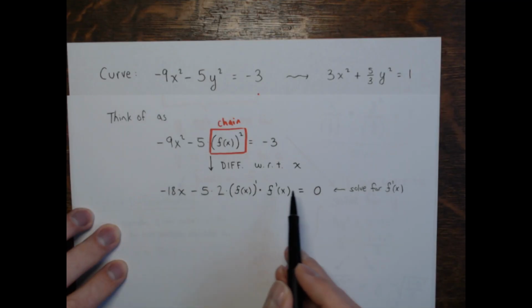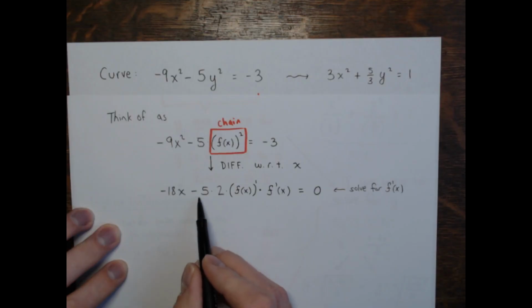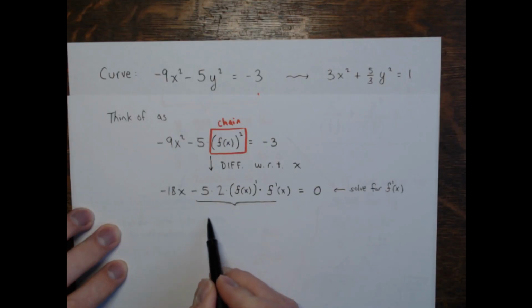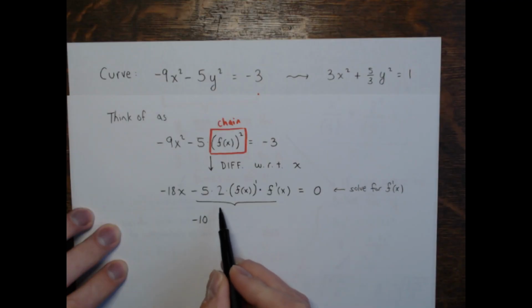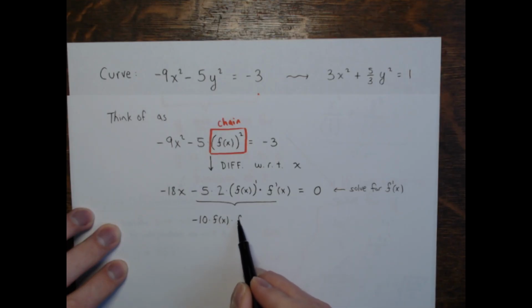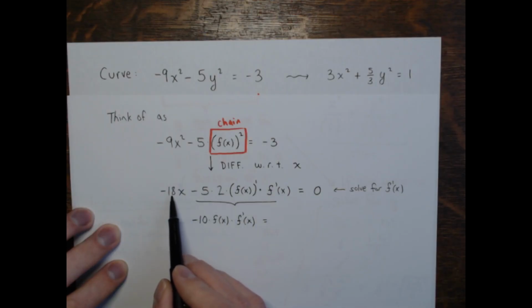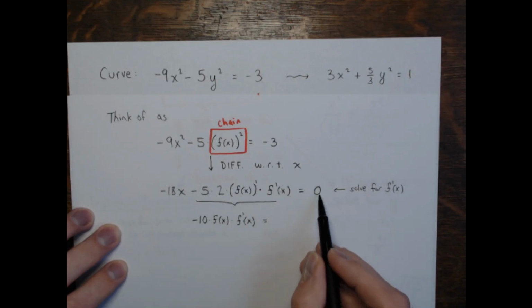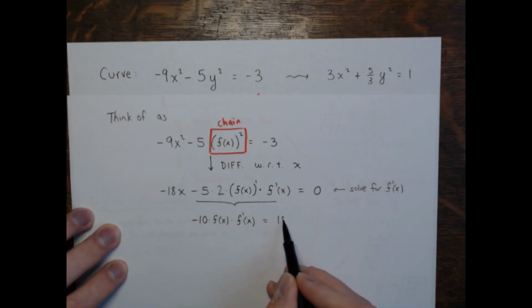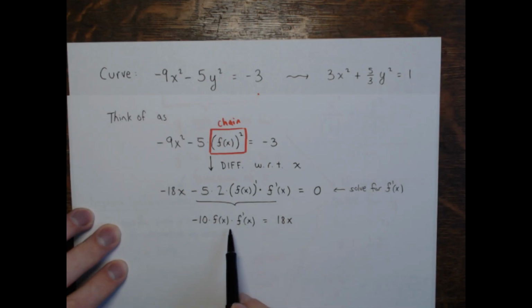So here I would add 18x. So we'd have -10, this term here, this would be -10 times f of x times our f prime of x equals, and then I'd be adding 18x to the other side. 0 plus 18x is 18x. And then to get f prime alone, I'm dividing both sides by -10 times f of x.